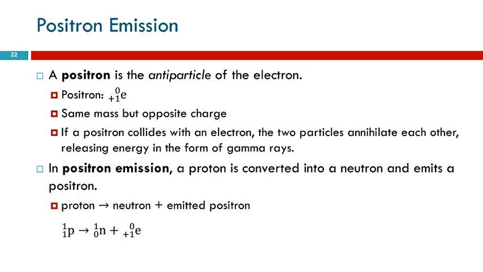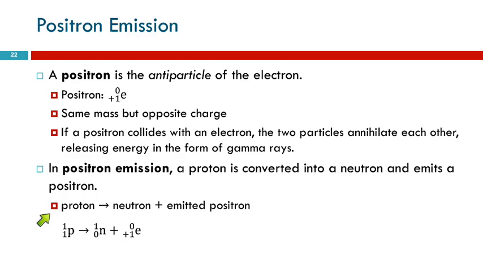The fourth one is positron emission. So what is a positron? It's like an anti-electron. It's the antiparticle of the electron. If you get a positron and an electron and you put them together, they annihilate each other. They release a lot of energy in the form of gamma rays, but there's no matter left. In nuclear reactions, matter can be turned into energy, and energy can be turned into matter. But it's not simple. So in positron emission, a proton gets converted into a neutron and emits a positron.